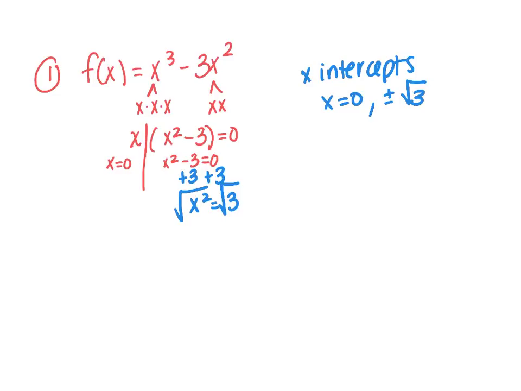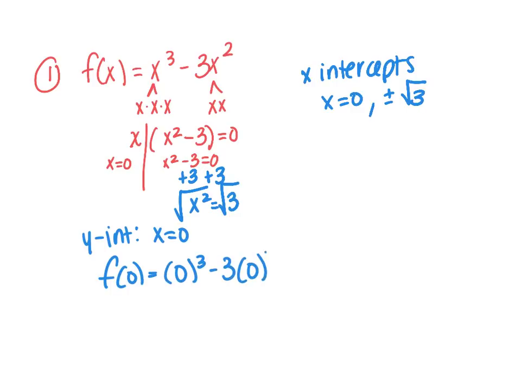The next thing they ask us to find is our y-intercept. Well, to find our y-intercept, x is equal to 0. So I'm just going to plug that in. So f of 0 is equal to 0 cubed minus 3 times 0 squared. That gives me 0. So my y-intercept is 0, 0.